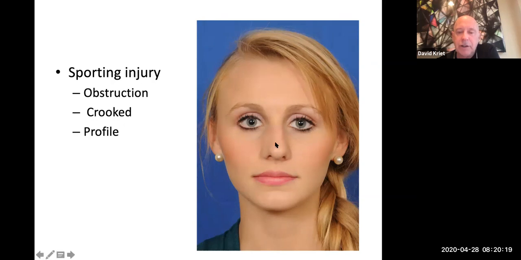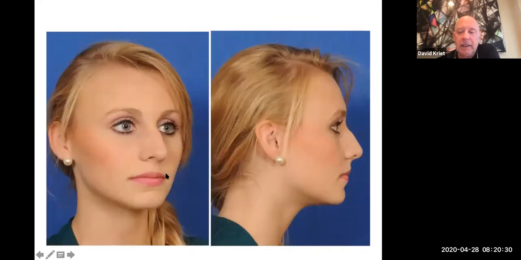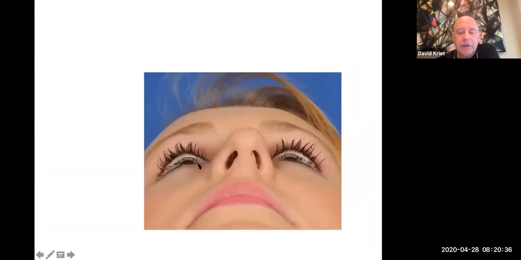And you can start to see again how much longer this right side is and obliquely oriented, while the left one is much more vertical. She also disliked her profile. So she had just a little bit of a bump, but otherwise, fairly nice nose. You can see her caudal septal deviation to the left, contributing to her obstruction.